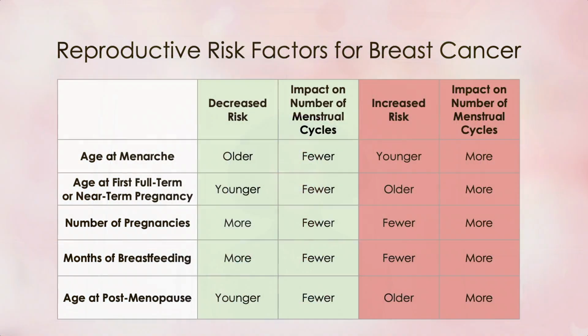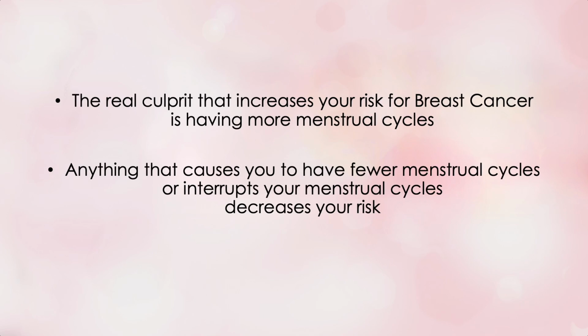Well, they all affect how many menstrual cycles you have during your reproductive life. If I add a column for the impact on the number of menstrual cycles that each factor imparts, you'll see the pattern. Now, you clearly see that all the reproductive risk factors that decrease your risk for breast cancer result in fewer menstrual cycles. And all the reproductive risk factors that increase your risk for breast cancer result in more menstrual cycles. So the real culprit here that increases your risk for breast cancer is having more menstrual cycles.